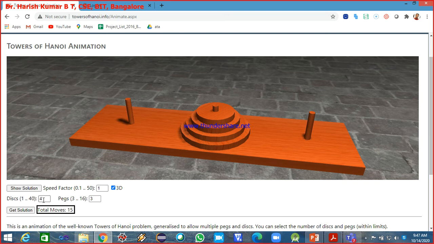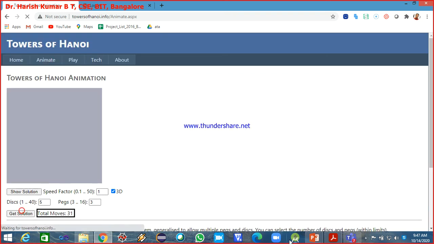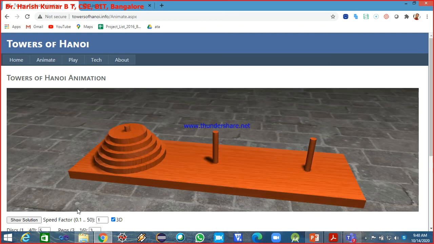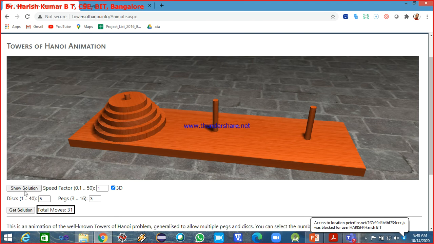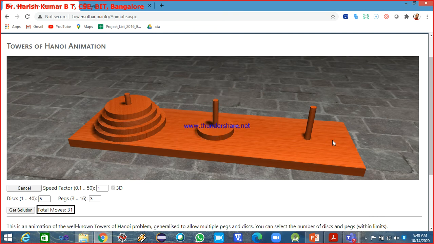Now let us take 5 disks also. For 5 disks you require 31 moves. So the total number of moves required is 31. So get solution. See, the first n minus 1 will be shifted here. Just keep observing. In 15 moves, this first n minus 1 will come here.